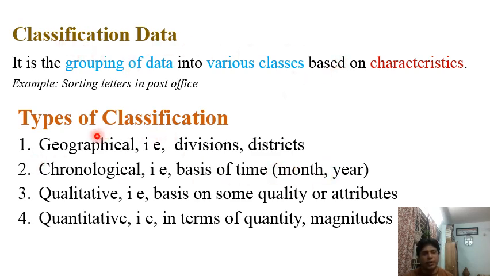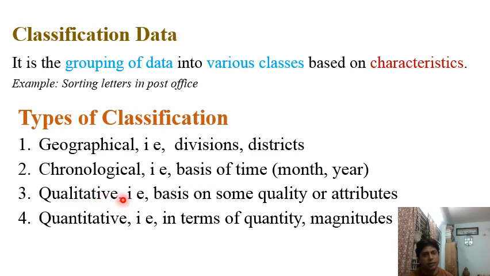In statistics, there are 4 types of classification of data. The first is geographical classification. Geographical means geographical area such as division, district, country, region, or other geographical location. The second type is chronological classification. Chronological means on the basis of time, month, year, or quarter. So chronological classification mainly focuses on time.